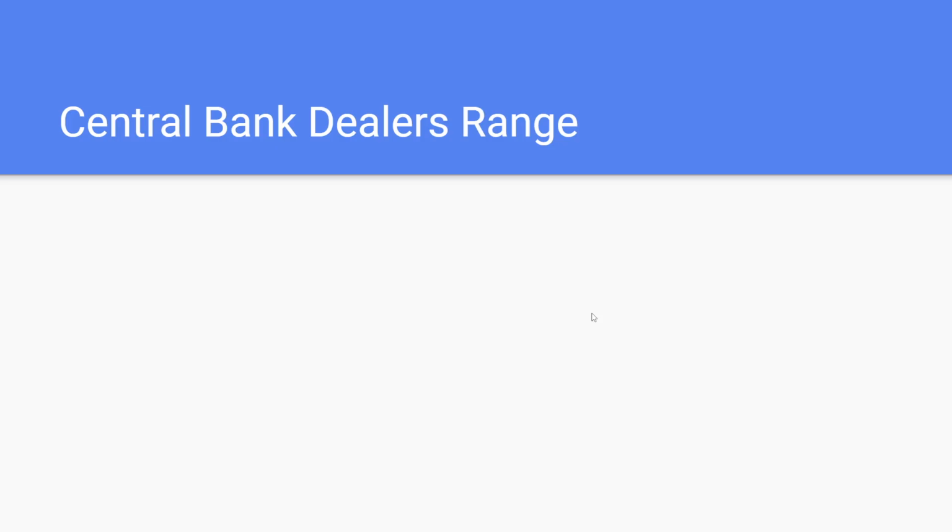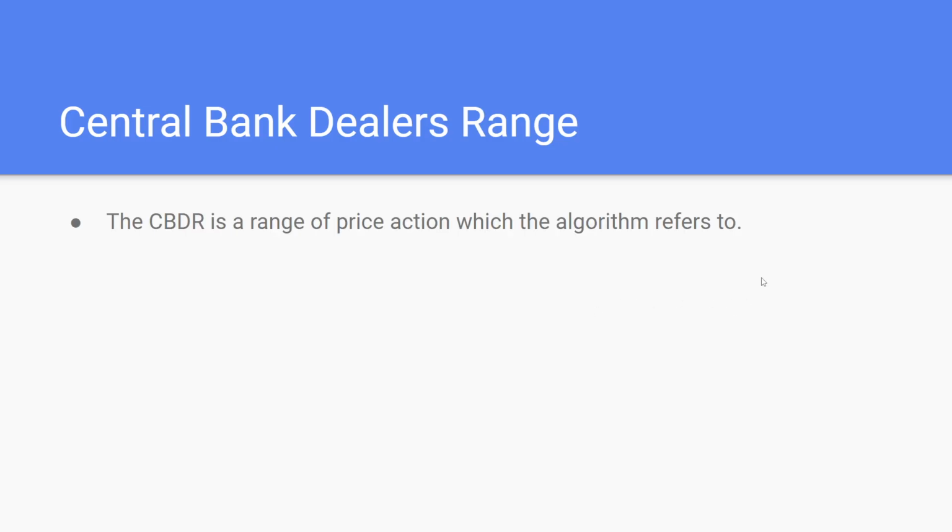So the central bank dealers range is a range of price action which the algorithm essentially refers to. If you go back to the last lesson where we spoke about timings, session timings, the algorithm refers to all of those specific times. But the central bank dealers range is a specific time period of price action which you're going to box together and utilize to try and understand what the purpose of it is going to be, and essentially try and work out a potential bias for the day. I say potential because it doesn't work every day.